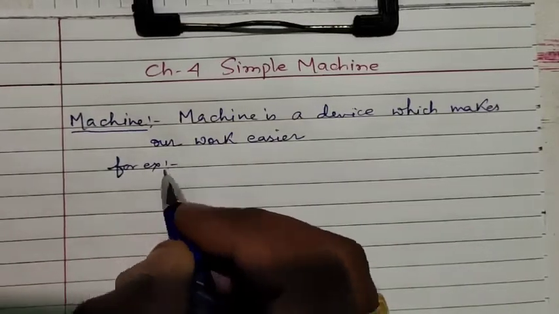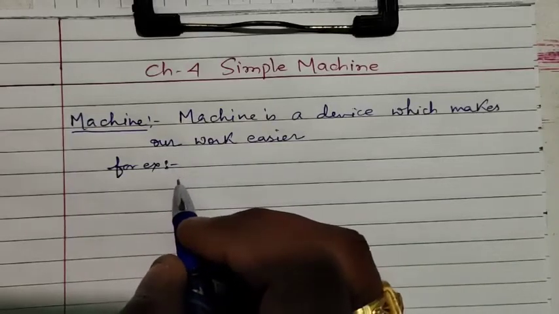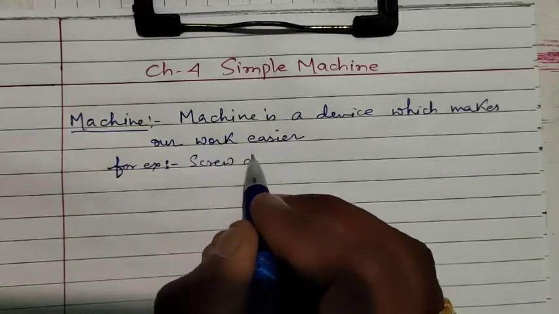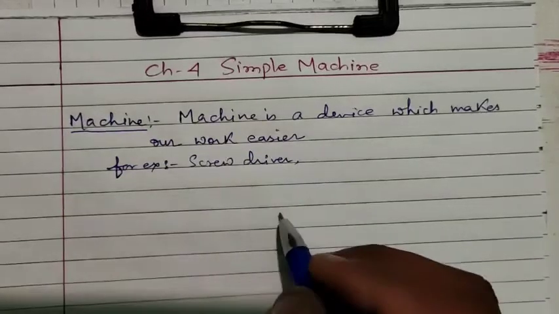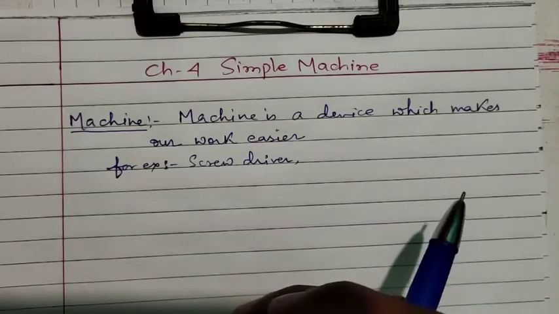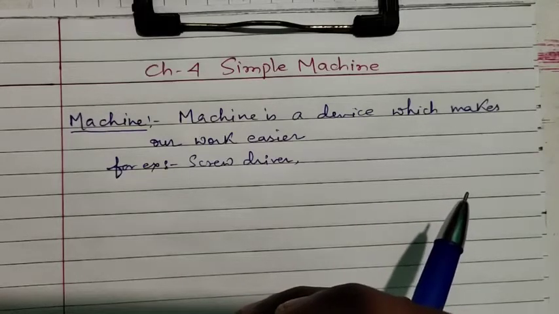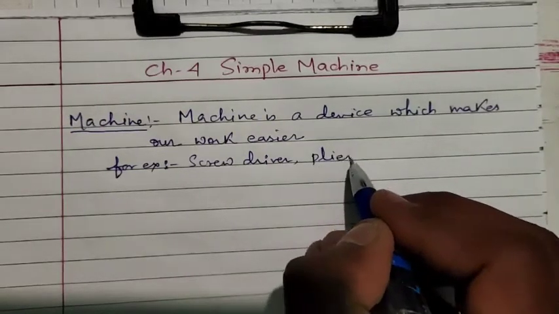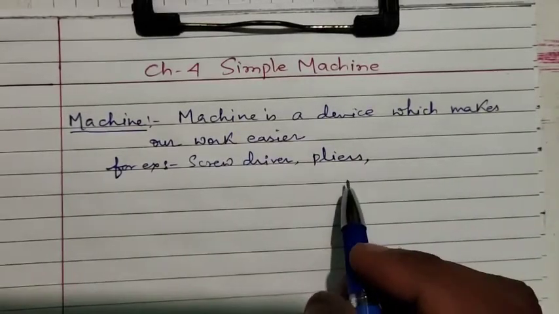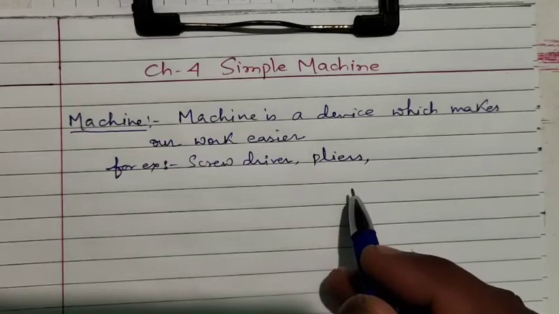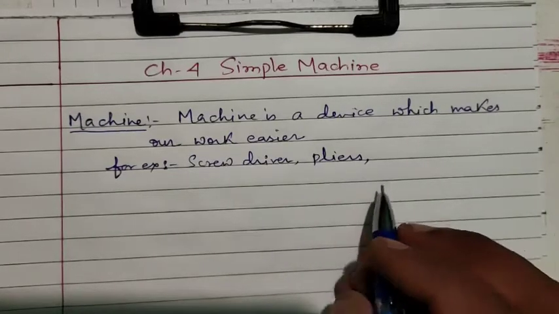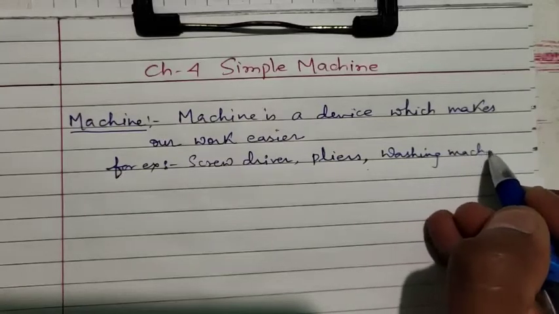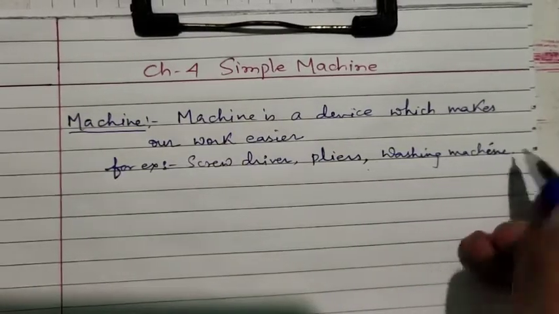For example, there are so many examples that make our work easier, like a screwdriver. We cannot open or tighten any screw by our hand, but with the help of a screwdriver we can do this task very easily. Then pliers: we cannot cut a thick wire by our hand or by our teeth, but when we use pliers it becomes very easy. Then the washing machine. These are the types of machine which make our work easier.